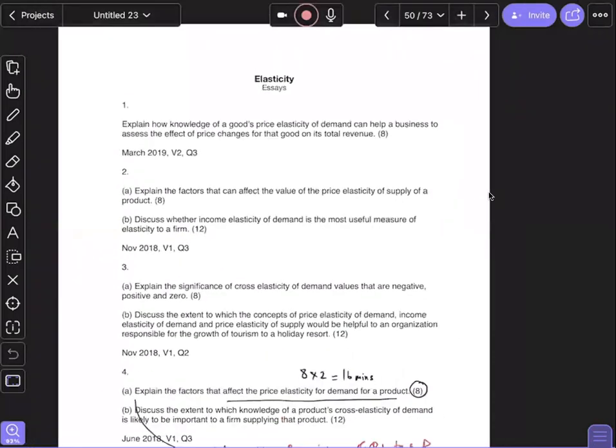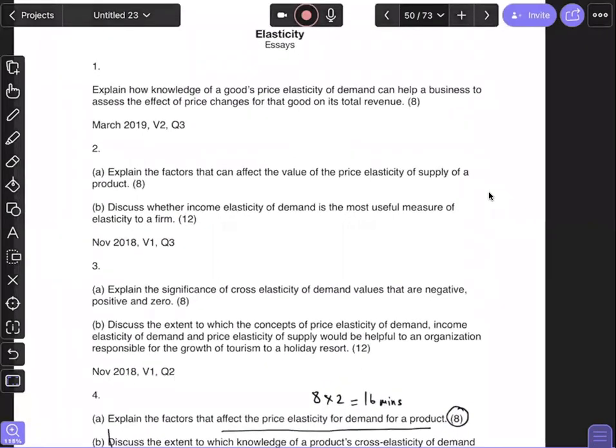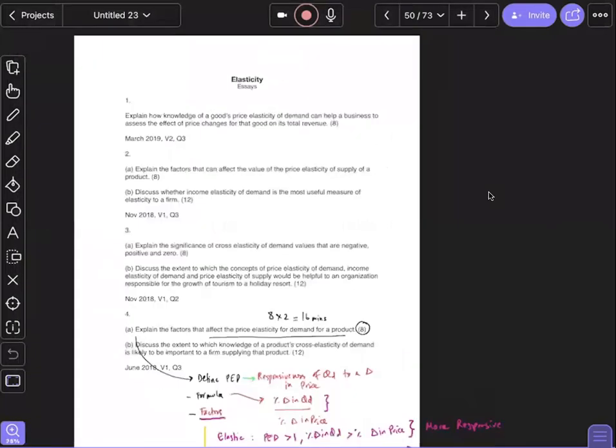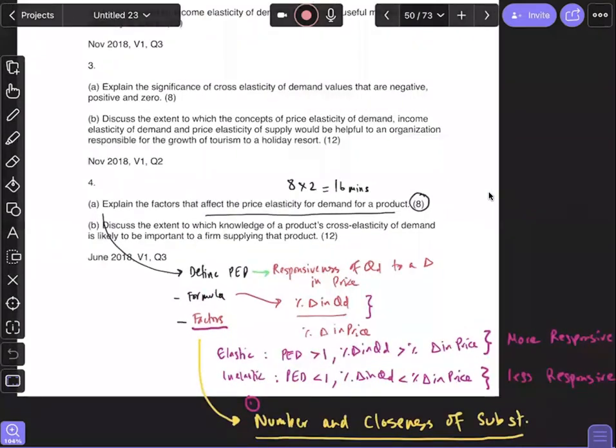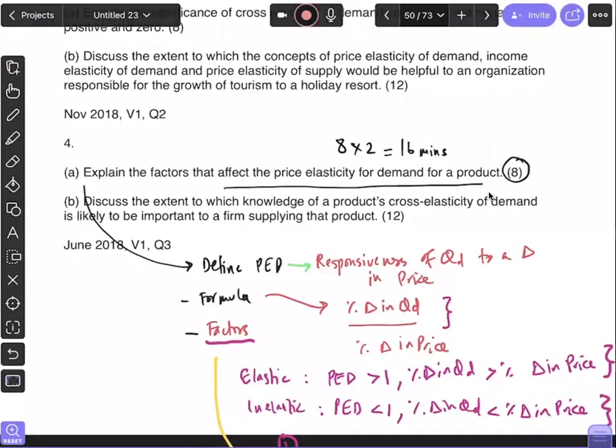Sir, I have a question related to the last question. Yes, please. How would we conclude the answer? This is not a conclusion question because it's an 8-mark question. It's more like an explain question. So in an explain question, you don't have a conclusion per se.